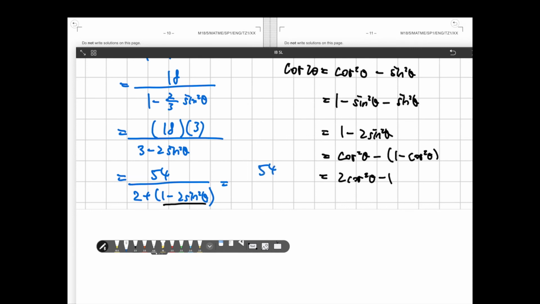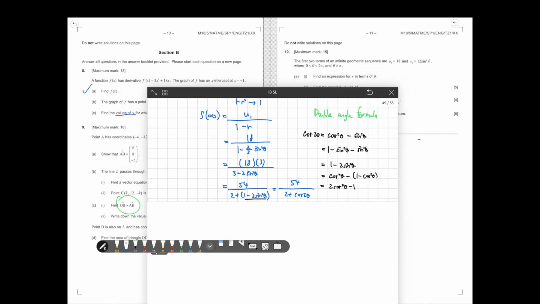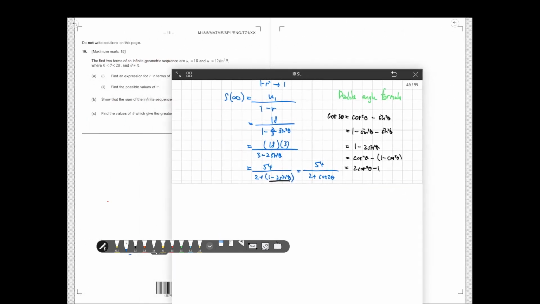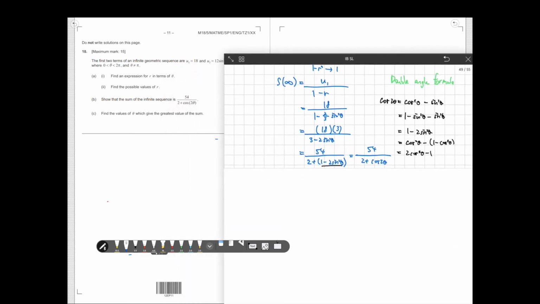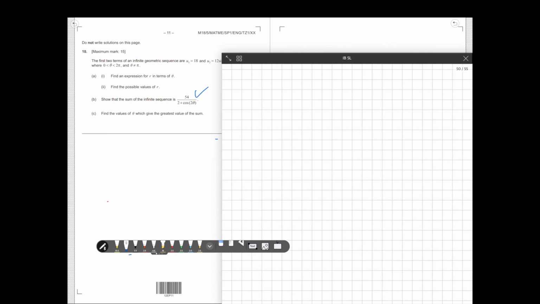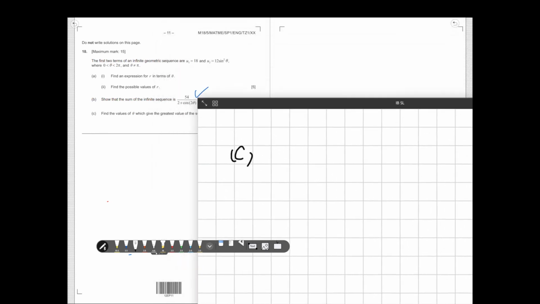So now we have 54 over 2 plus cosine 2 theta, right? I think that's it. That's it for this part. So exactly this value. Yeah. So now we do part C.